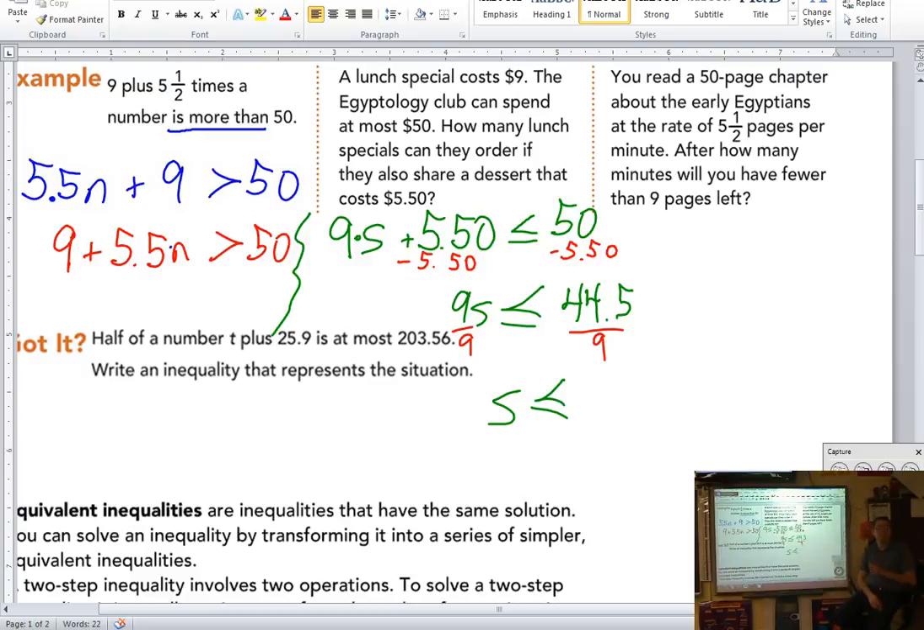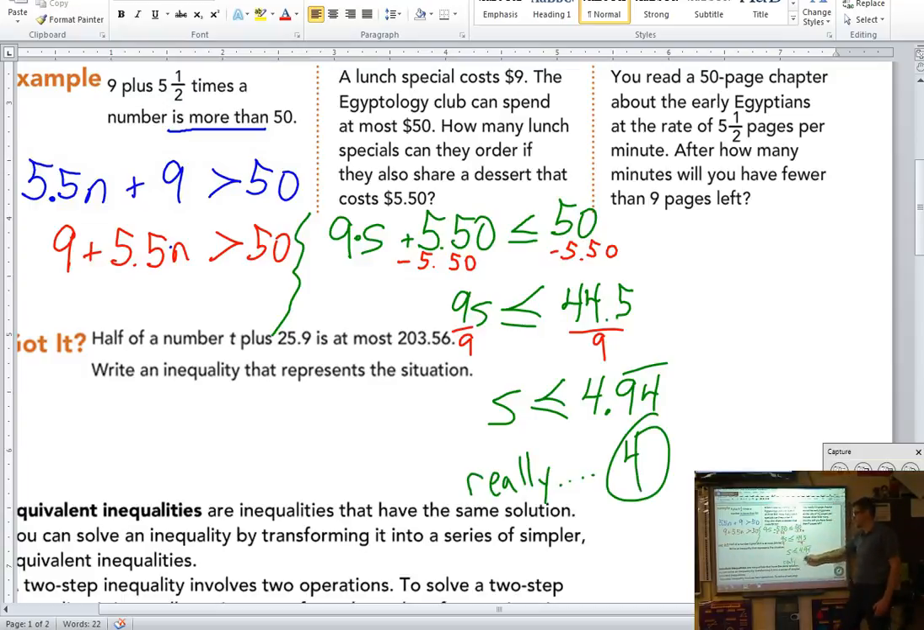4.94. And that would be lunch specials, right? So really, yeah, we could get 4. Because if we want to talk actual values, now the time, I can have a partial minute in there. I can have partial amounts of time. You can't have partial amounts of lunch specials.